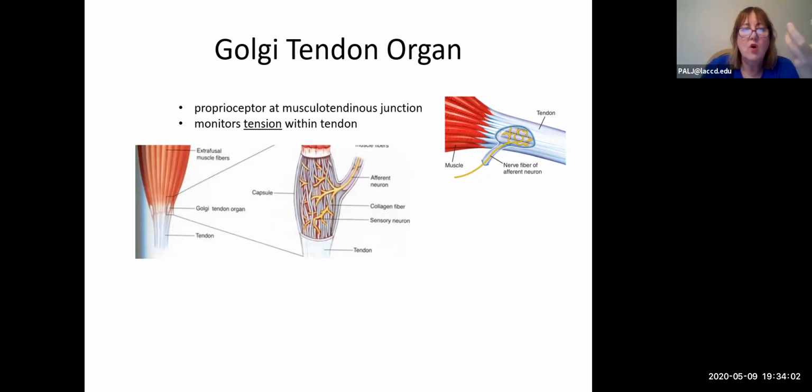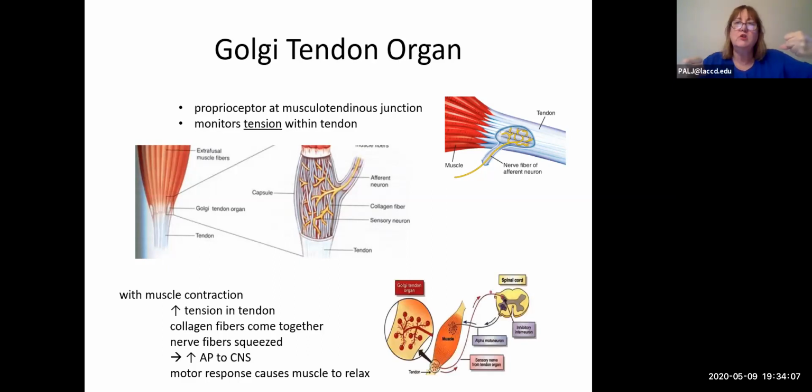And so what happens is when the muscle contracts, that pulls on the tendon. And so if you have the neurons interspersed, they're all going to be squished because these collagen fibers are getting tense, okay? When the afferent neurons, the sensory neurons, are squished, that's going to send a bunch of action potentials to the central nervous system, which is then going to have an efferent nerve, a motor neuron, which doesn't go to the tendon because the tendon can't cause muscle relaxation. So the sensory neuron is coming from the tendon, the Golgi tendon organ, integrates inside the central nervous system, but the motor neuron goes back to the skeletal muscle associated with that tendon to cause it to relax.